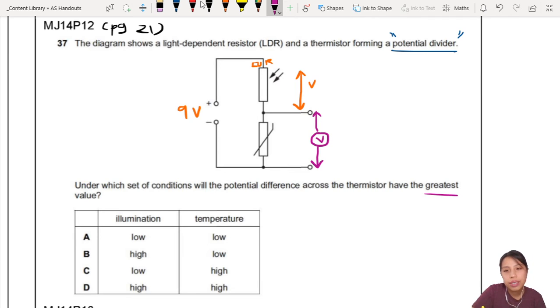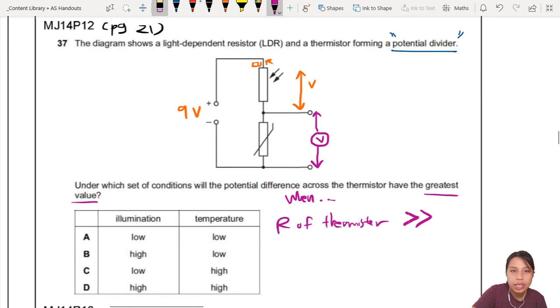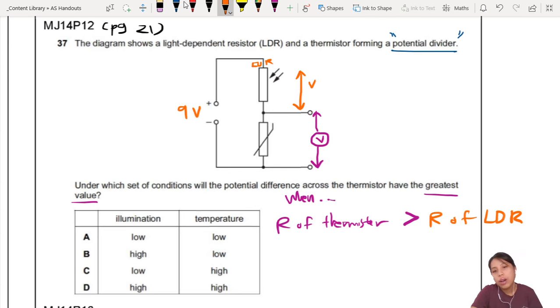So the greatest value occurs when the resistance, let's use R, R of thermistor, is larger than the resistance of your LDR. This is the first important hint. Your R of thermistor must be much bigger compared to your R of LDR. So that means you have to think of, when is your thermistor resistance very big?